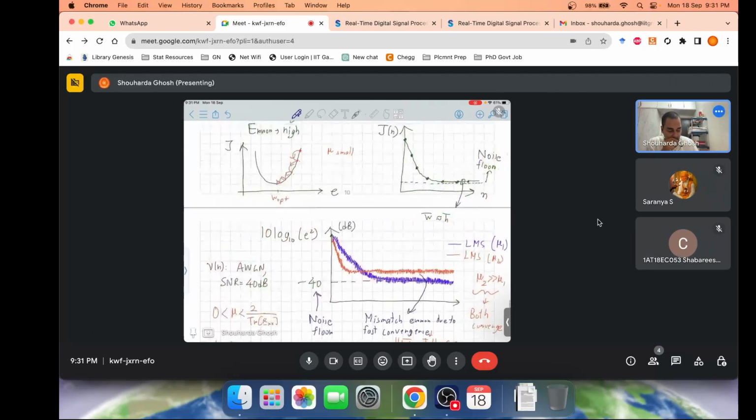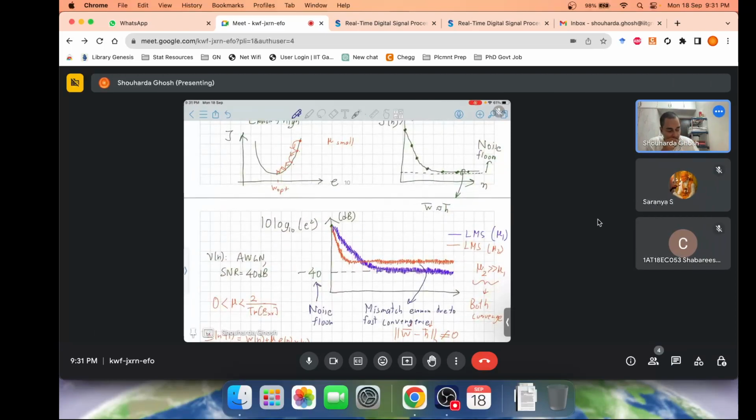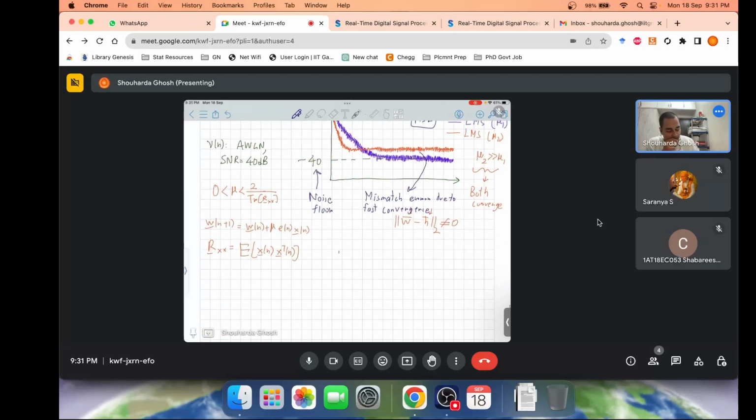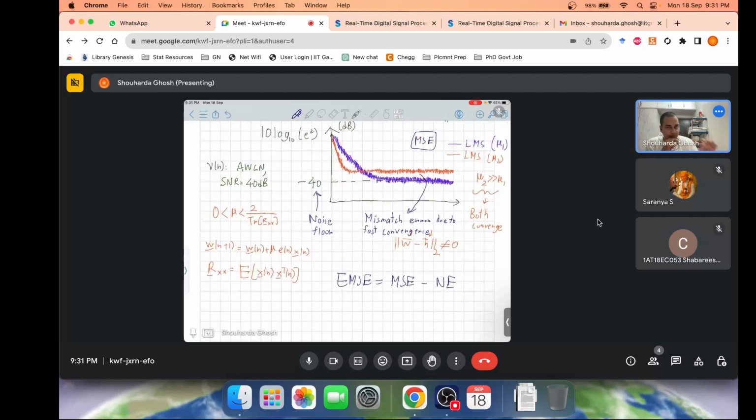So this is what you call the mean square error, or the MSE plots. Another kind of plot that you can have is the EMSE, or the MSE minus the noise floor. Okay, so what will happen? It will be the mean square error minus the noise floor.